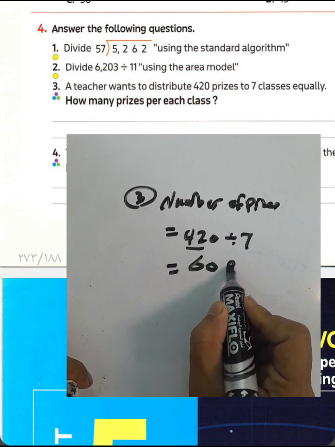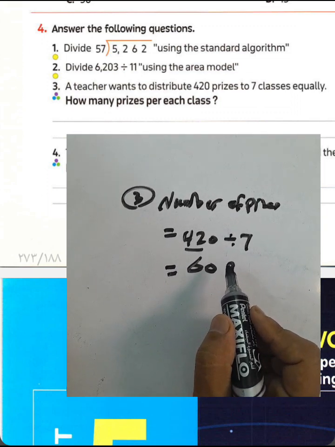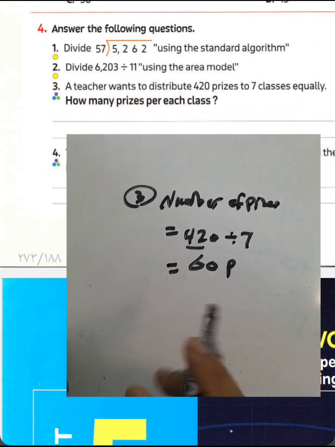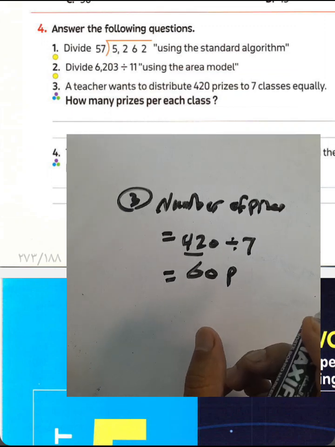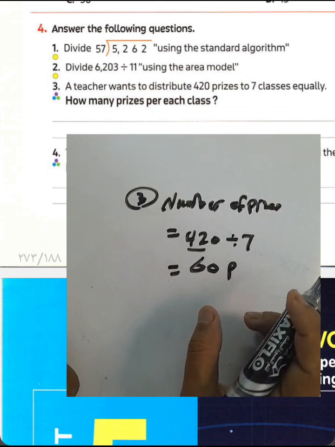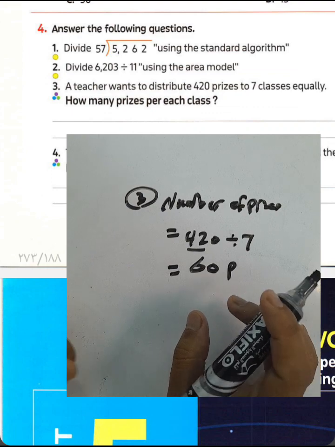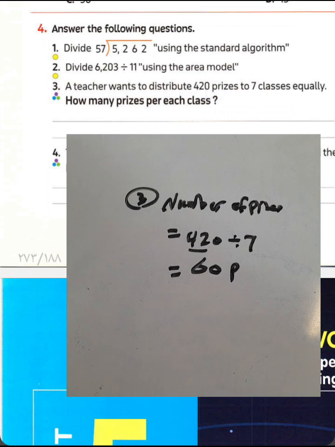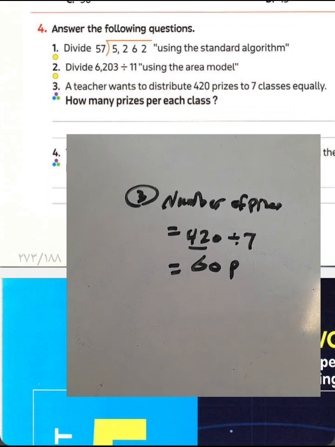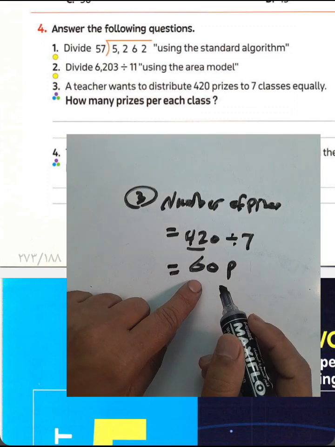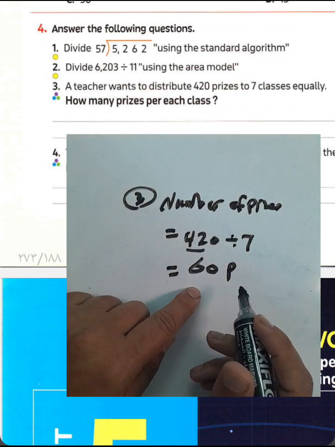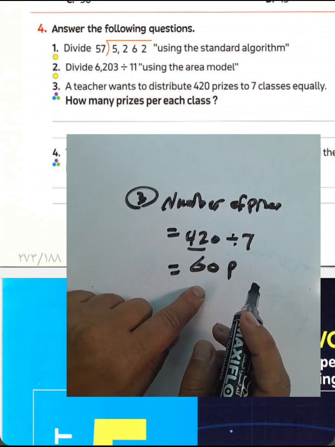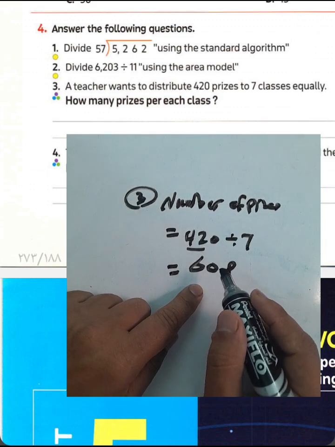Then we want to find the number of what? Prizes. Again, a teacher wants to distribute 420 prizes to 7 classes equally. It's not pizza, okay? Here it is prizes. Wanted to divide 420 prizes, so each class will get 60 prizes. How many prizes per each class? Each class will be 60 prizes.